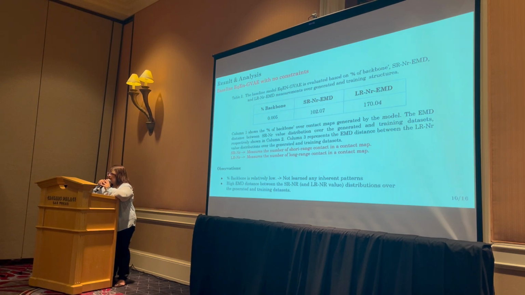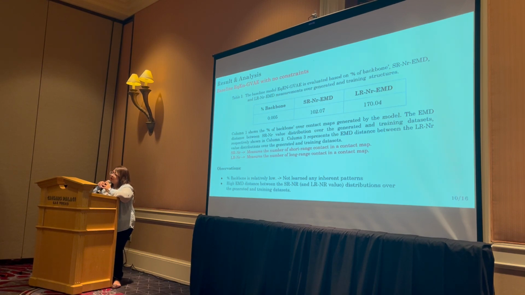The second column represents the EMD distance between the short range value distribution over the generated and training data set. And finally, the third column represents the EMD distance between the long range value distribution over the generated and training data set. Here, SRNR is a term which measures the number of short range contacts in a contact map, and similarly, LRNR measures the number of long range contacts in a contact map.